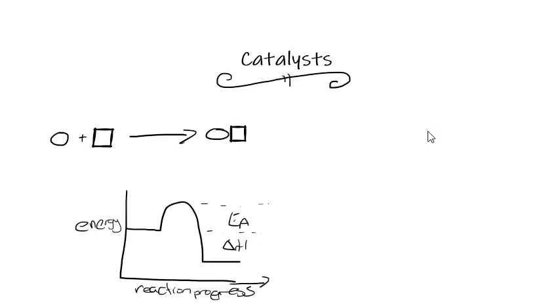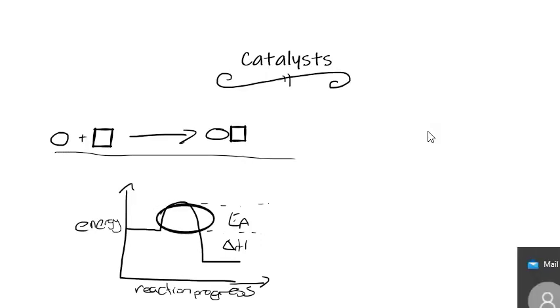So if this reaction was to occur without any catalysts, then this is the amount of energy that would be required for those reactions to occur. So that would mean that we would need to provide a certain amount of energy for these reactants for them to be able to collide effectively.